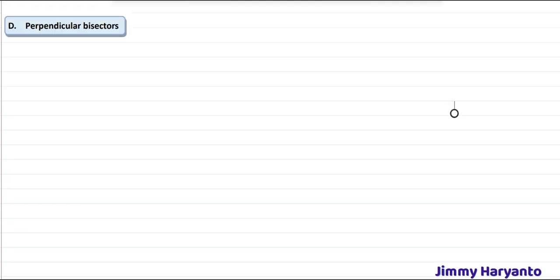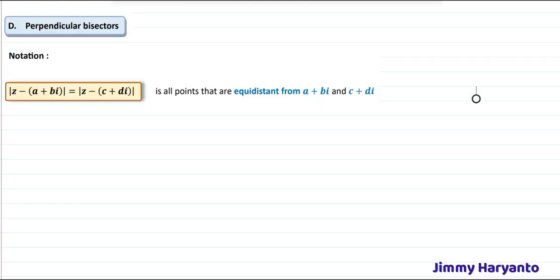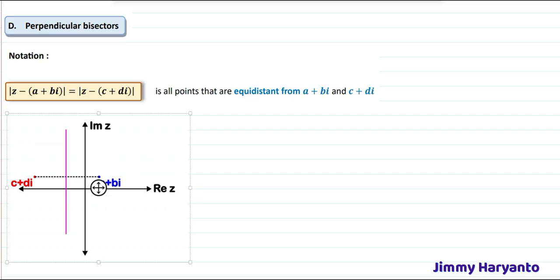Next is perpendicular bisectors. Notation: |z - (a + bi)| = |z - (c + di)|. This means all points that are equidistant from the first point, which is a + bi, and the second point, which is c + di. So let's say I have a + bi right here and c + di right there. Equidistant means the same distance between that point to a + bi and that point to c + di.